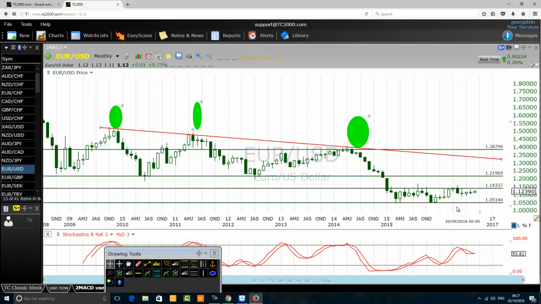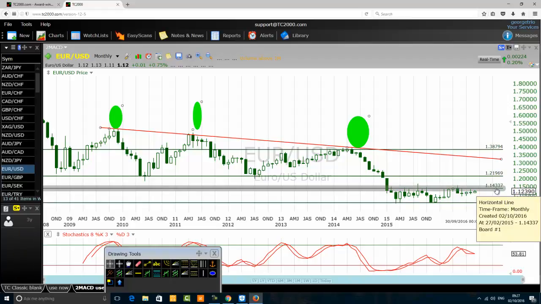So you may see on another time frame, the price may look like consolidation on one time frame. You see here, euro dollar is consolidating between 1.05 and 1.1433 level, all right, on the monthly chart.